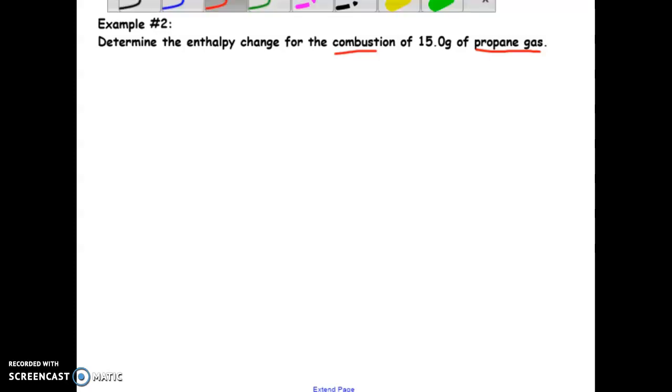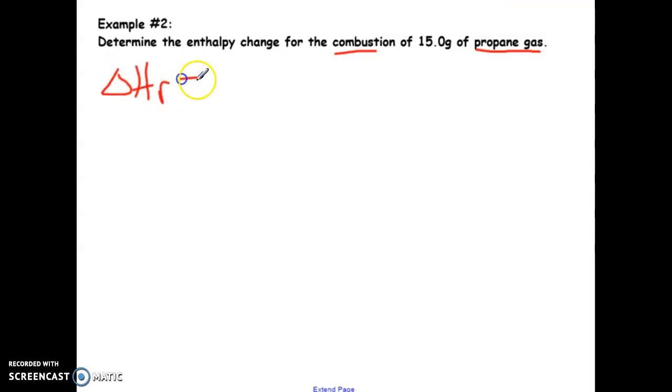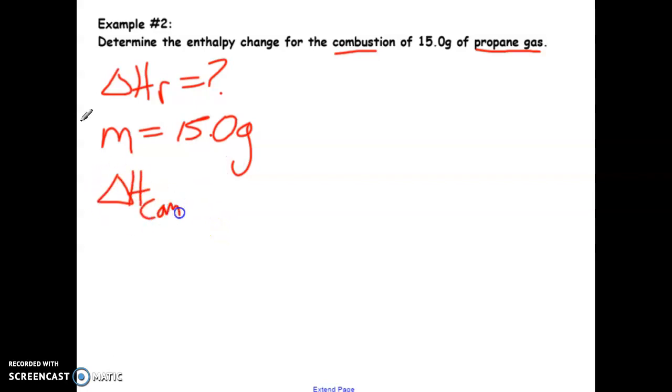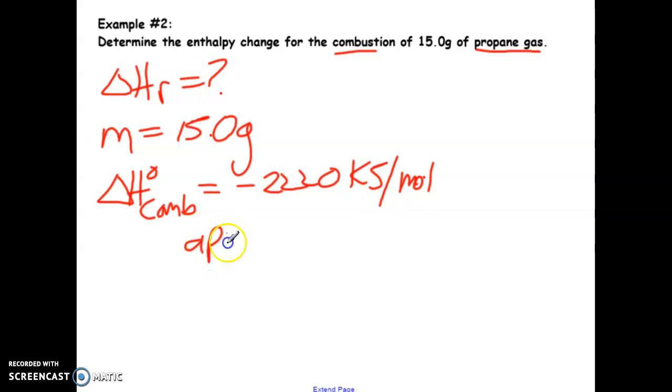Okay, so hopefully you've had a chance to give this a try. All right, so we're looking for delta HR once again, the enthalpy change. We have a mass of propane of 15 grams. And the delta H for the combustion of propane, the molar enthalpy, if you look up that value, it should be negative 2220 kilojoules per mole. Right, so this is a reference table value. It's actually from Appendix C5, if you're looking in the reference sheets chart.